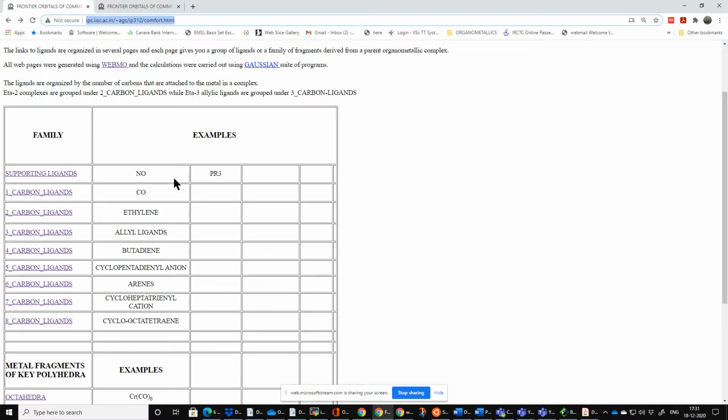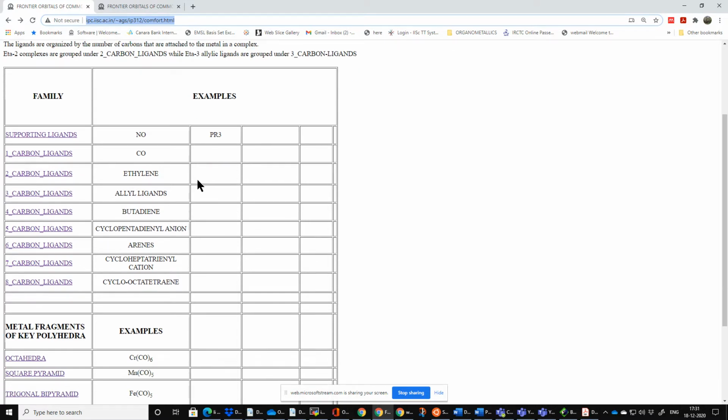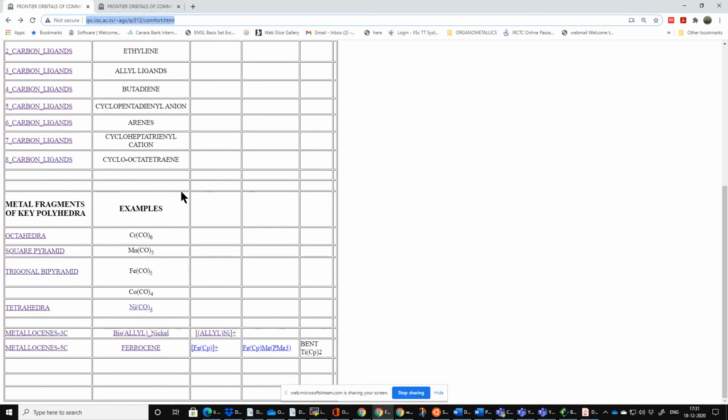Initially, on the top half of the table, the ligands are listed according to the number of carbon atoms that are present in the ligand, or more precisely, the number of carbon atoms that would be attached to the metal in the metal complex. And below that, you will see that there is a fragment library, and these fragments are arranged according to the parent polytope from which the fragments have been generated.